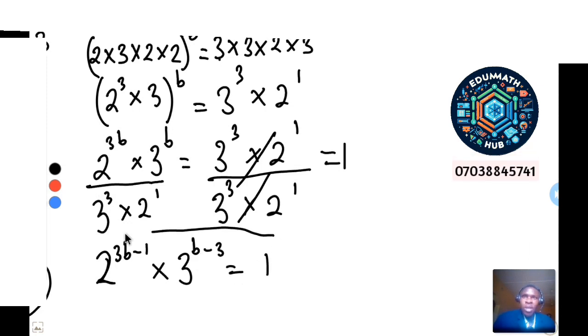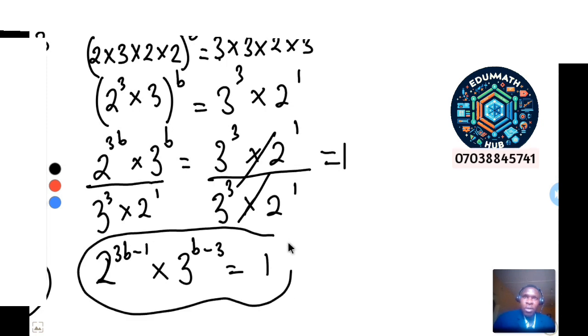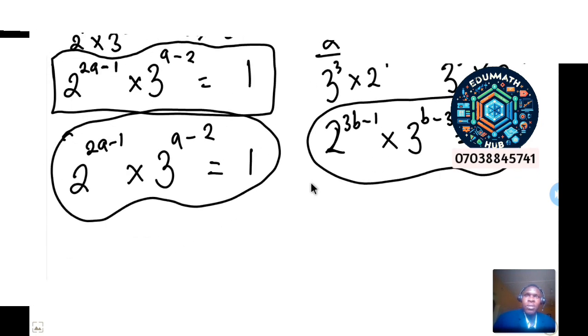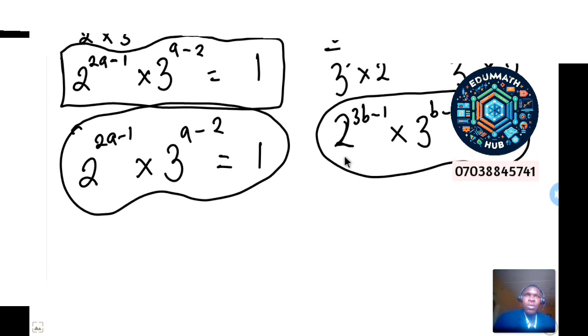So this answer will now be paired with the second answer. Now we have the two answers side by side. You can see the two answers. This is the first one, this is the second one. So we pair them together. Since both of them are equal to 1, that means they should have the same value. So let's just pair them together.